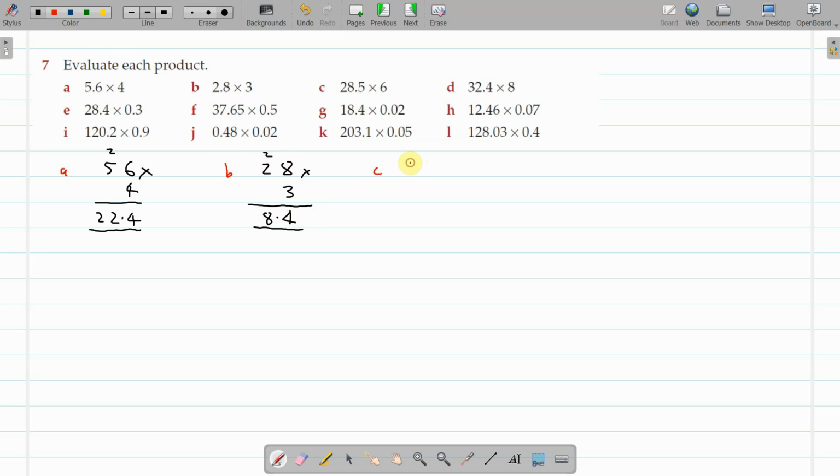285 times 6. No decimal place, taken out, arrange vertically. Okay, 6 times 5, 30. 6 times 8 is 48, plus 3 is 51. 6 times 2 is 12, plus 5 is 17. And we're dealing with one decimal place. There's our answer. Okay. D.